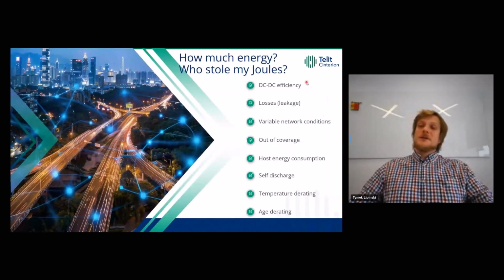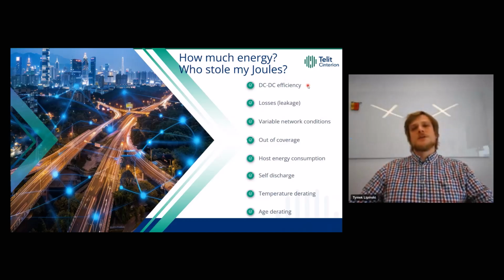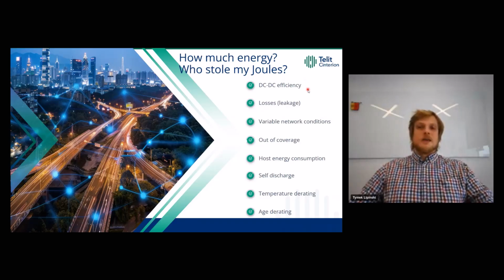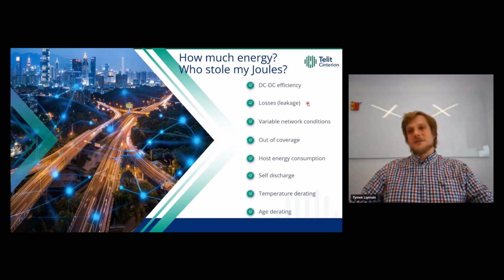But somebody is always stealing our juice, our energy. The first stealer is the DC to DC switching converter efficiency. If it's not working at very set conditions, the efficiency goes down and we are burning energy into heat. We are losing it and wasting it. Then we have leakage losses. Capacitors do not only leak fluid, they also leak charge. They discharge and they have leakage current.